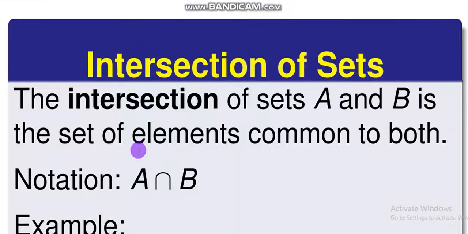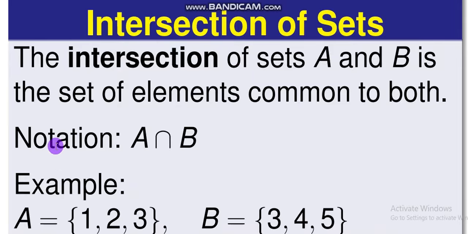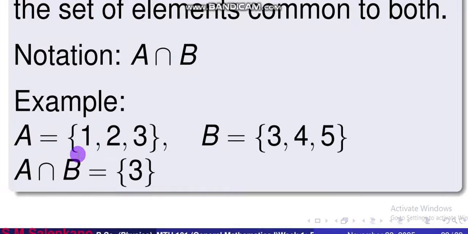What about intersection? Intersection of sets. The intersection of sets A and B is the set of elements common to both, meaning the elements that are found in A are also found in B. These are the only elements you consider, and we call that intersection. And in set notation, this is how it is written, and it is read A intersection B. Here is an example.